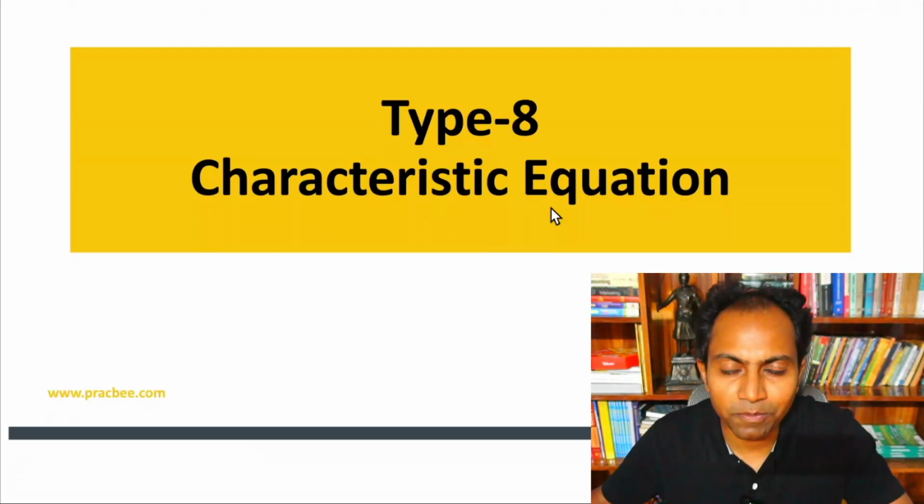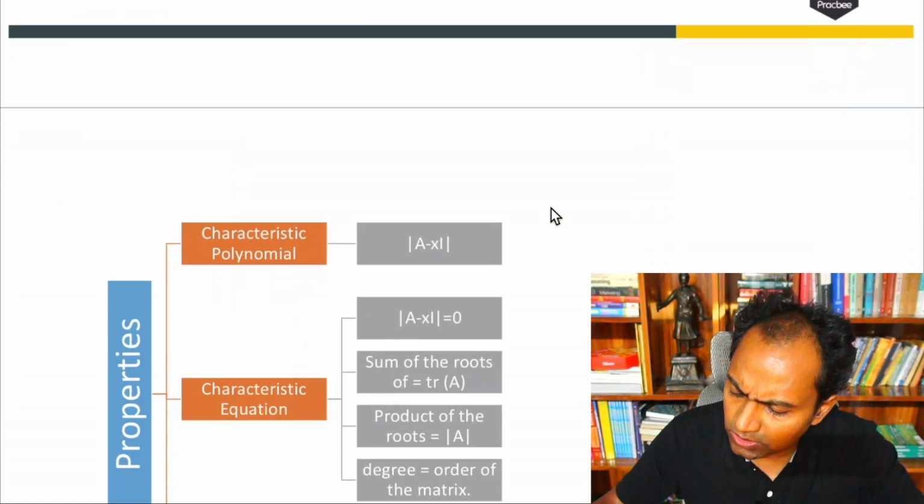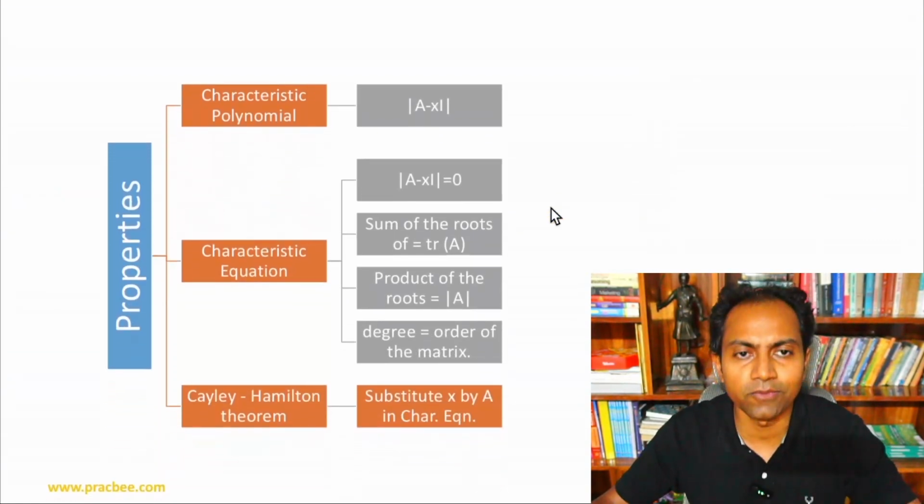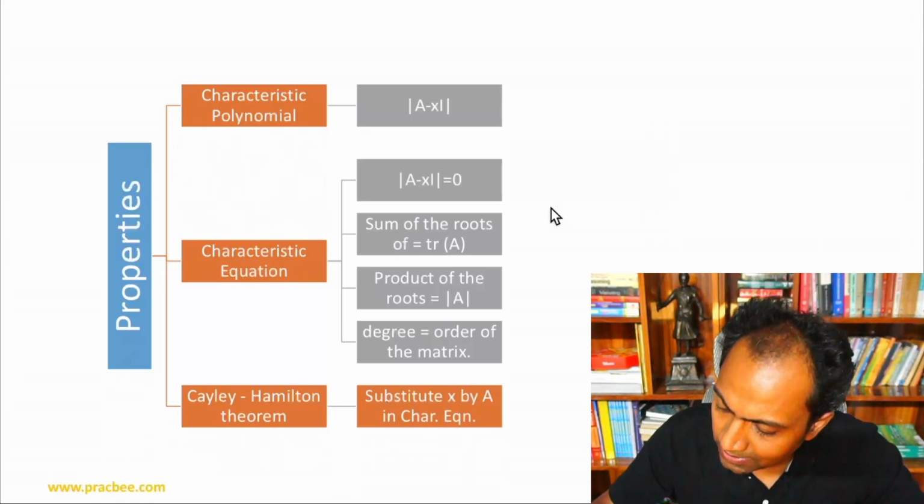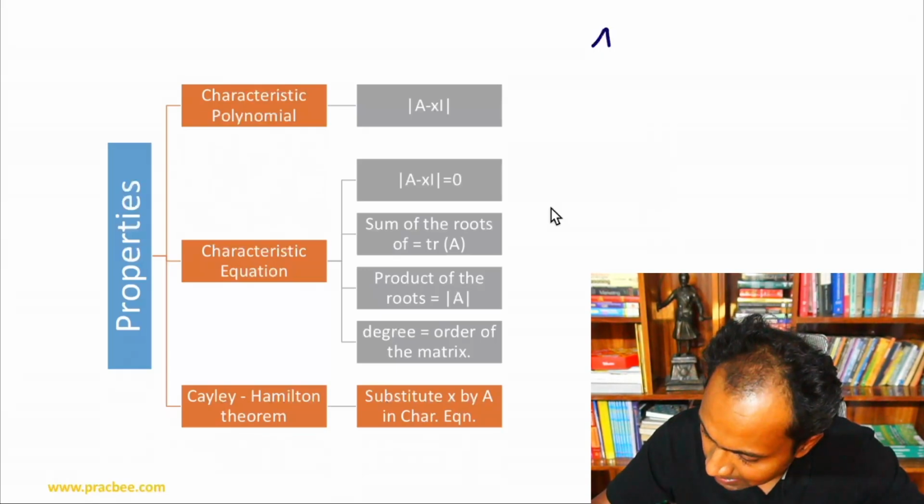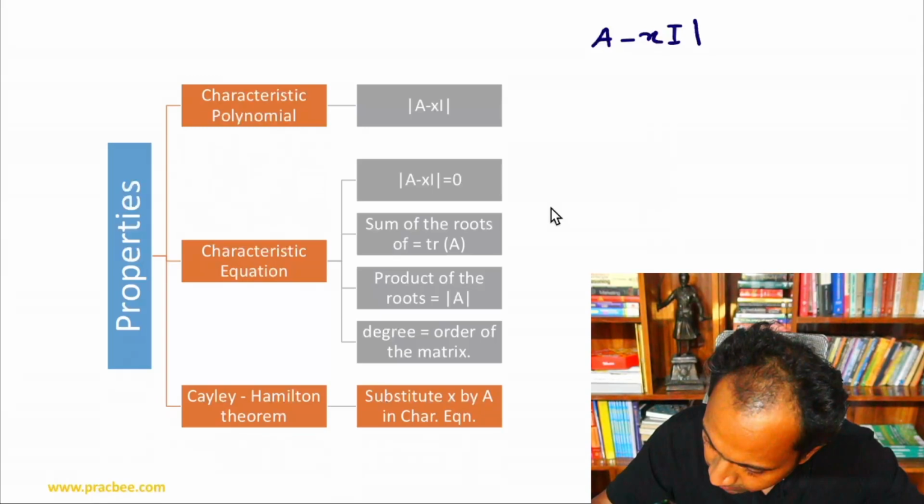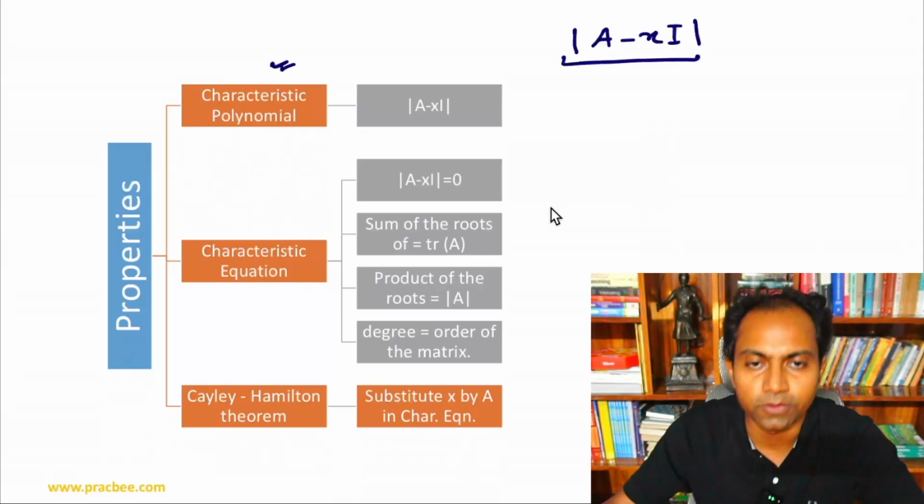Now this next problem type is based on the idea known as characteristic equation. I have seen a lot of students are not aware of this idea, so let me quickly give you an idea. So the first idea that we are going to discuss is that of a characteristic polynomial. So if we have a matrix A and if I subtract from it x into y and take a determinant of it, the polynomial generated in the process is known as characteristic polynomial.